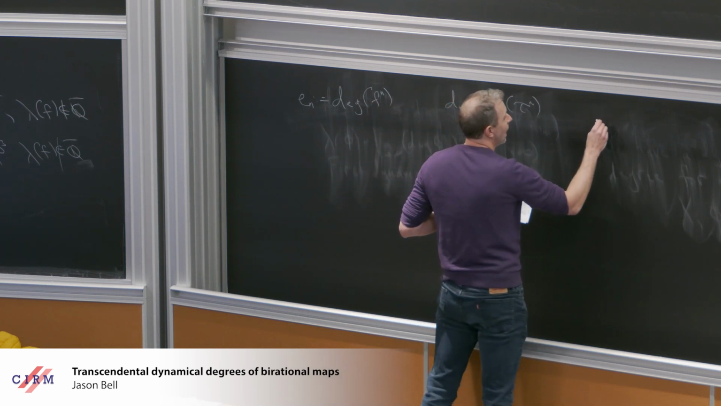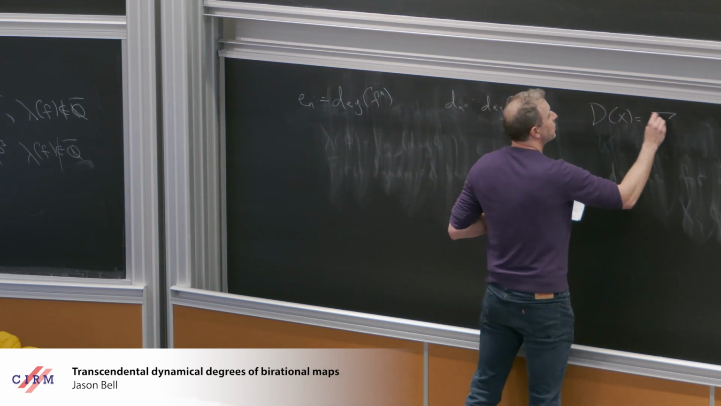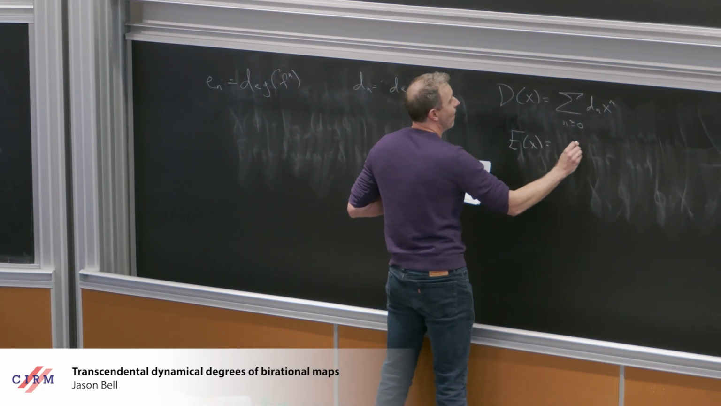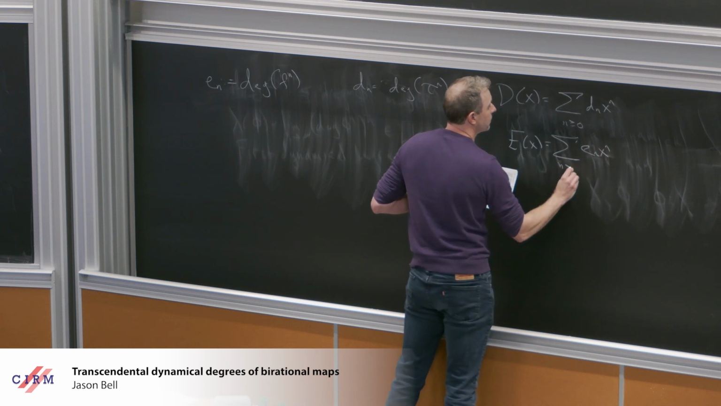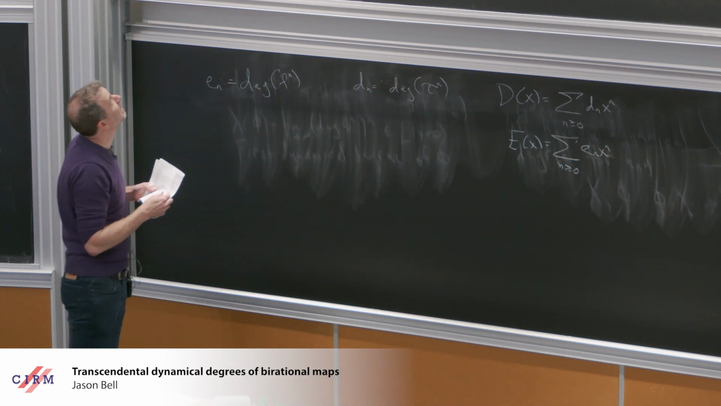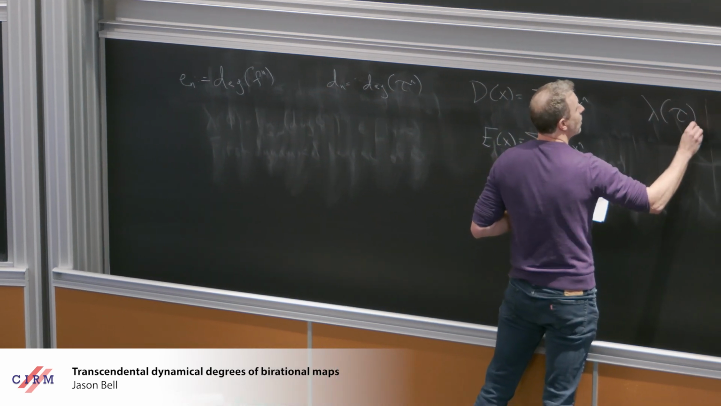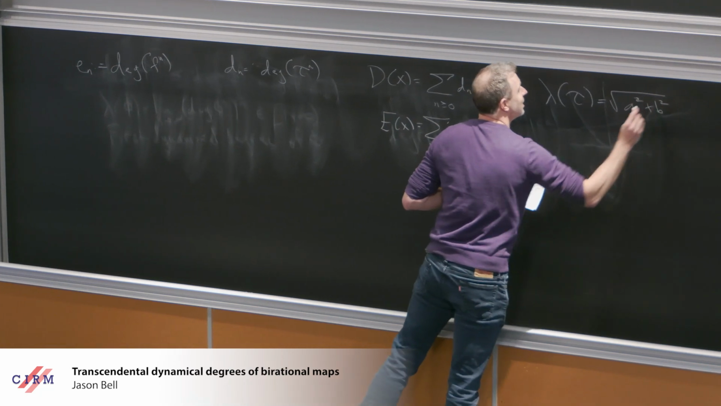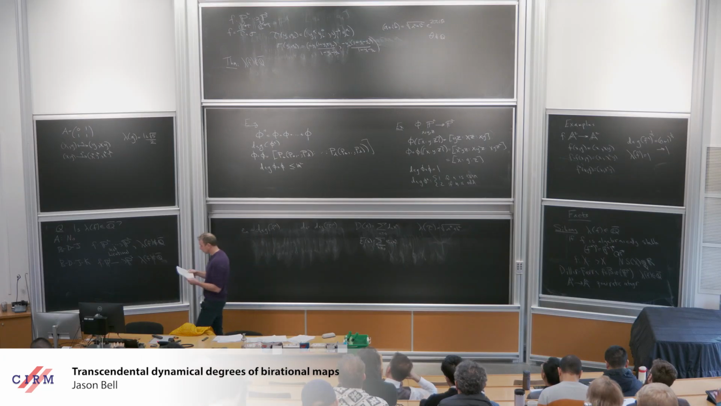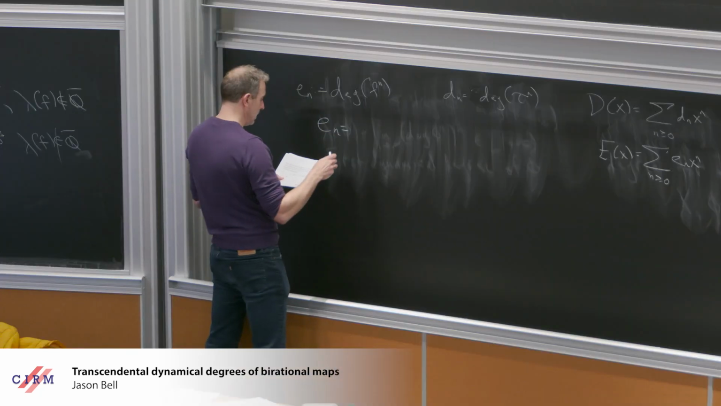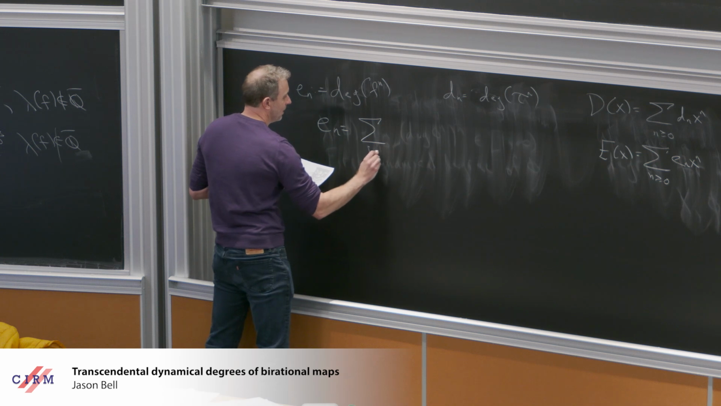So we know that if we let d of x be the generating series, because this tau is a monomial map, it's fairly easy to compute. We know that the dynamical degree of tau is just this algebraic number. So what we find is that we have the following recurrence. If we want to relate the degrees of f to the degrees of tau, we've got that e sub n satisfies this recurrence.